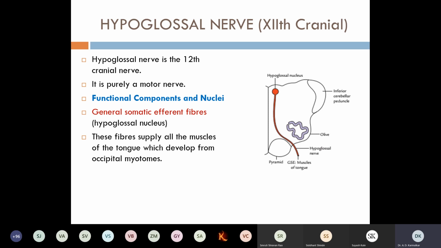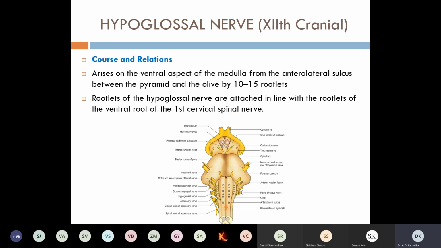functional component we are seeing, and it is supplying all the muscles of the tongue which develop from the occipital myotome. So it has the motor fibers to all the muscles of the tongue except one muscle, if you remember, recollect it, which is that muscle. Coming slide I will tell you. So all the muscles of the tongue are supplied by the hypoglossal nerve except one, you will see in the branches.